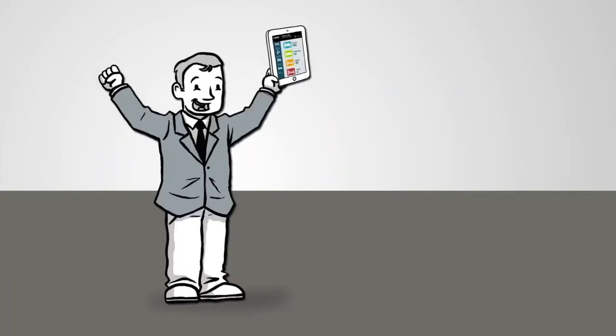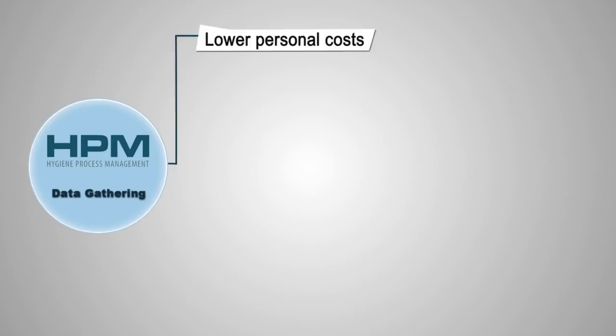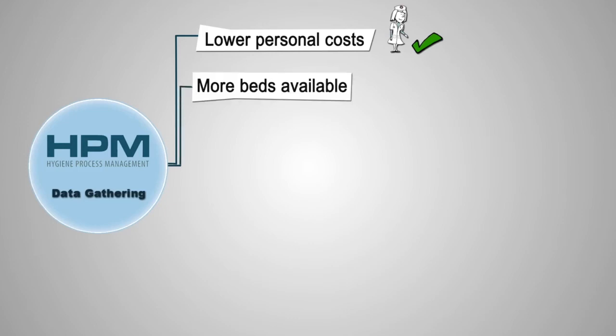HPM has many advantages for Peter Hill. By way of data gathering and data processing, Peter Hill is able to plan his staffing according to demand criteria. This allows him to potentially save on personnel costs. Since Peter Hill can make use of improved processes whilst at the same time being fully compliant with hygiene regulations, he may have access to more decontaminated beds at any given point in time. This opens up potential for increased sales and profits.